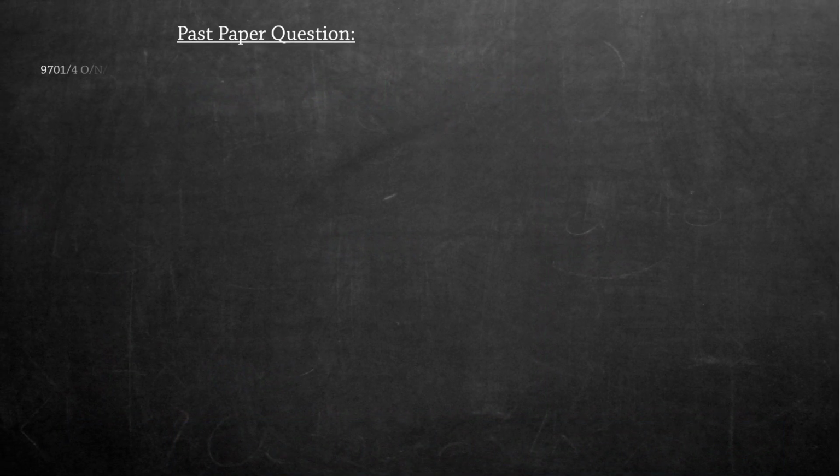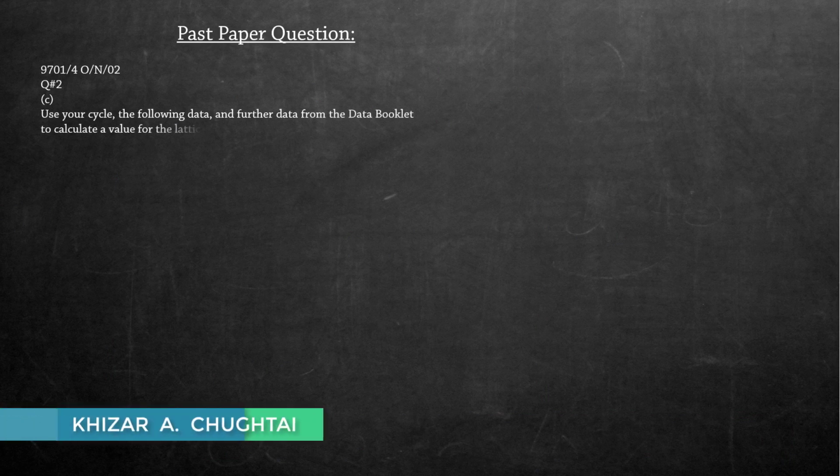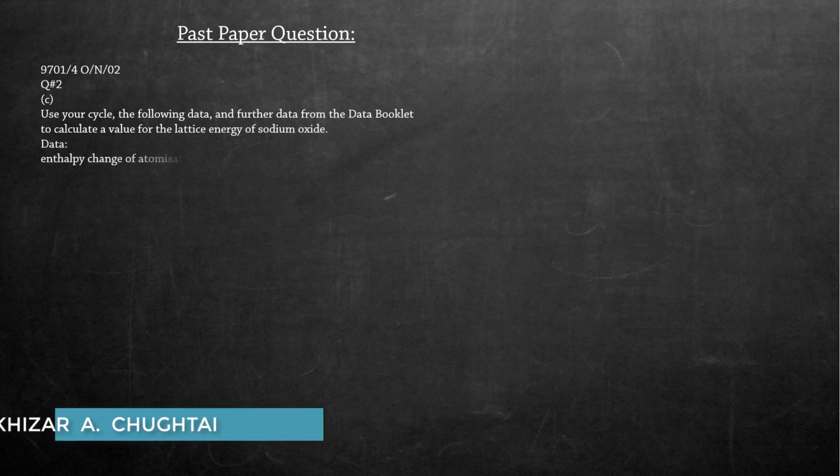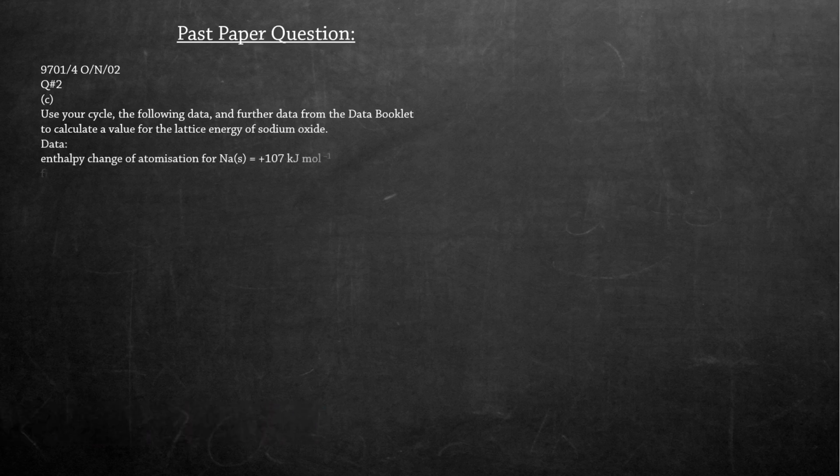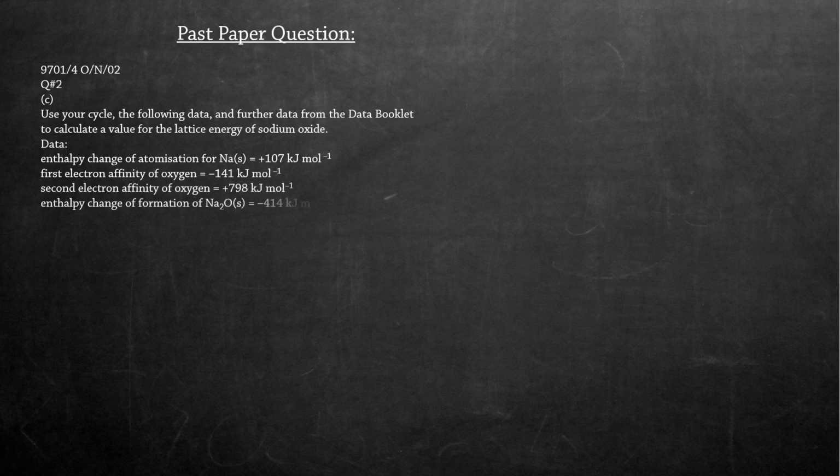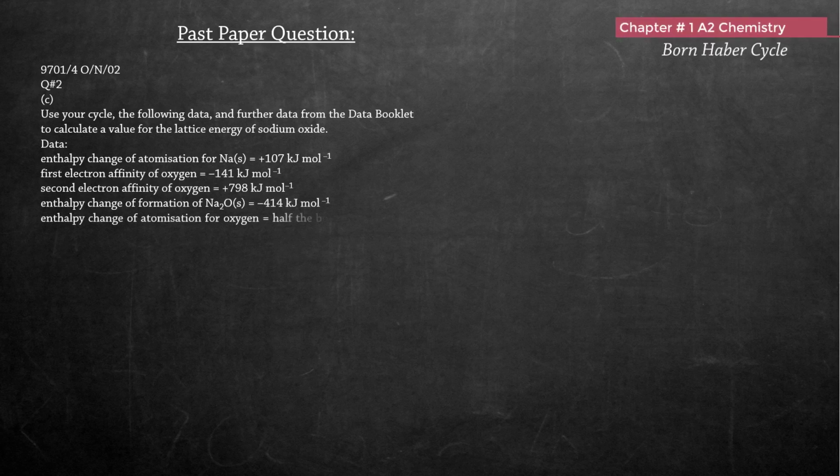Let's solve a past paper question that is of October November 2, question number 2, part C. Use your cycle, the following data and the further data from the data booklet to calculate the value of the lattice enthalpy of the sodium oxide. Given data is atomization of sodium, electron affinity of oxygen, second electron affinity of oxygen, enthalpy change of formation of sodium oxide, and enthalpy change of atomization of oxygen, that is equal to half bond energy of the oxygen.